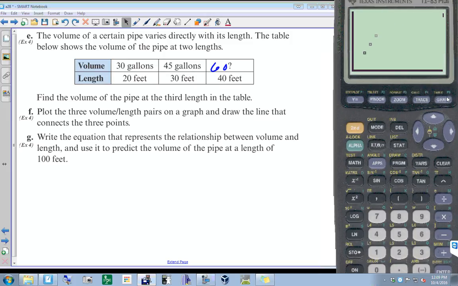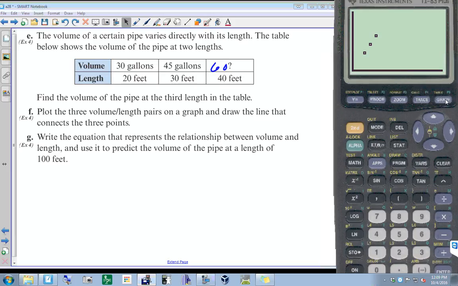So if I go and hit graph, whoops, sorry, clear that out. So I've got the points going up like that, right? So I got a nice little graph there.